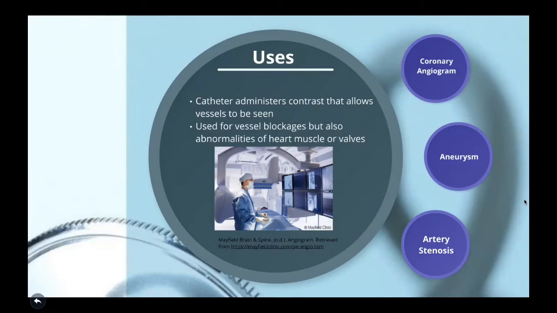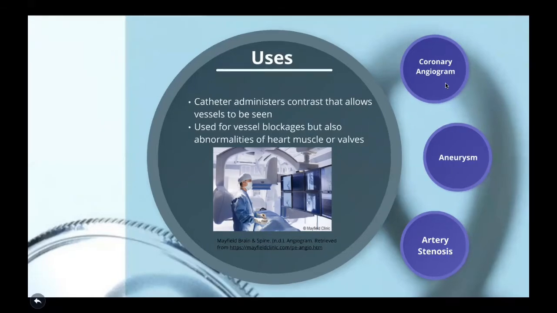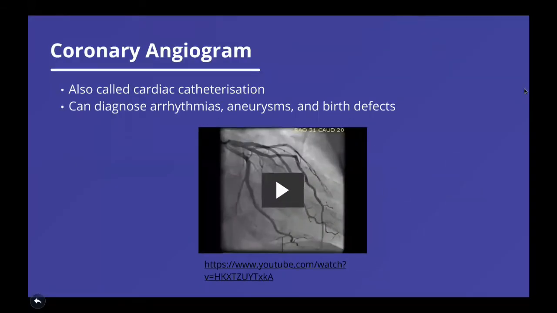There are three types of angiograms that are most commonly used, and the first one and the main one is a coronary angiogram. This is the most common one, and it is also called cardiac catheterization, and it is typically performed in a catheterization lab or a cath lab. It can diagnose arrhythmias, aneurysms, and other birth defects.